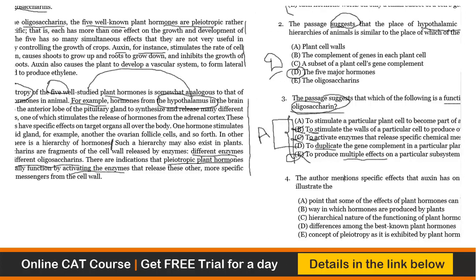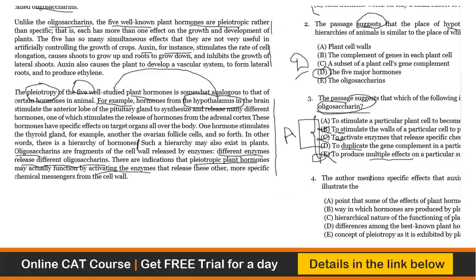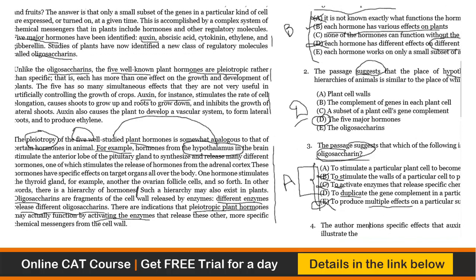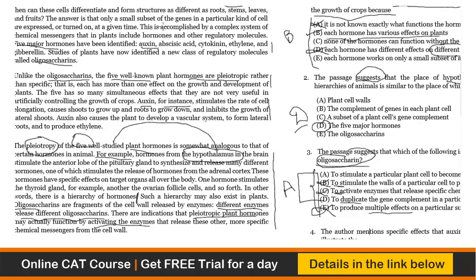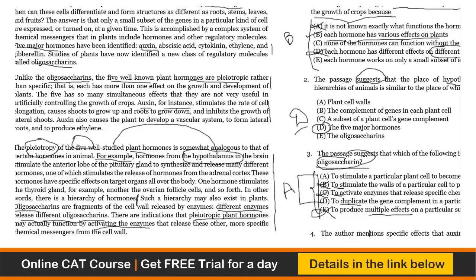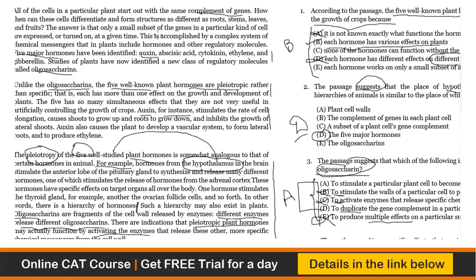Have a look at this part of the passage and you will get to know why it is not duplicating the gene. If you scroll up here, it says that the answer is that a small subset of genes are expressed or turned on. So if you read these lines, the answer is here. The question says all of the cells in a particular plant start out with the same complement of genes. That means all the cells have the same complement of genes. How then can these cells differentiate to form roots, stems and leaves? So the answer the author gives is that a small subset of genes is turned on.